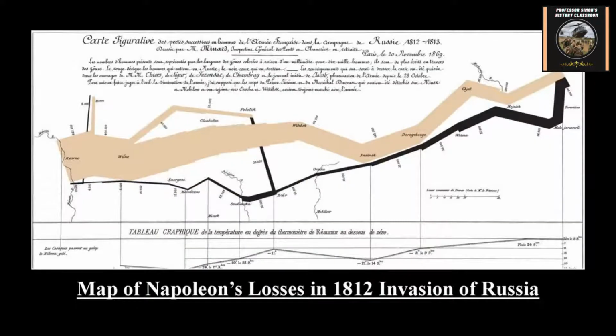You can see here a little diagram showing all of Napoleon's losses incurred in the war in 1812. You can see that by the time he got back, he had very little force left. His forces were just wiped out with this campaign.